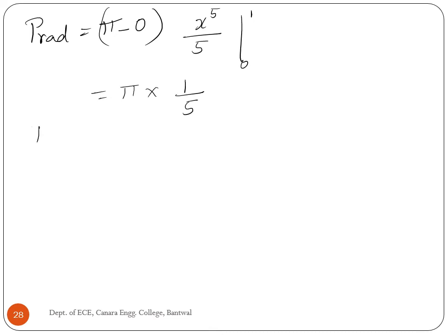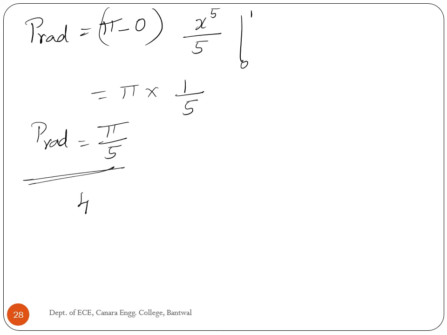Radiated power is equal to pi minus 0. Integration of x to the power 4 dx is x to the power 5 divided by 5, with limits 0 and 1. Therefore, pi into 1 by 5. So, radiated power is equal to pi by 5.